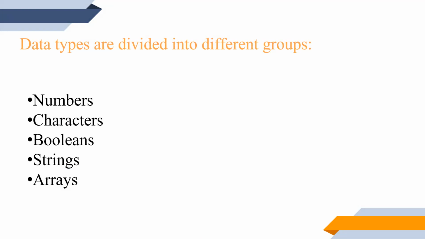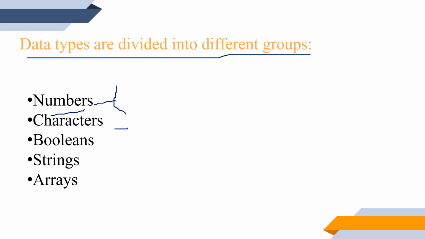Data types are divided into different groups in Kotlin. First are number and character, then boolean, string and array. Numbers: how many data types are there in numbers, how many in characters, what is a boolean, and string and array. One by one, I will explain each topic clearly in the next video.